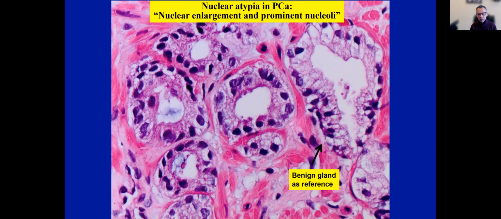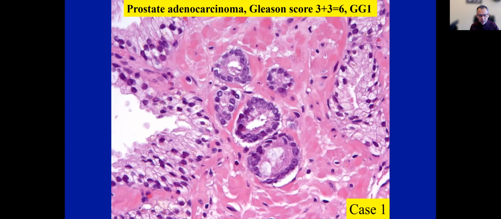So in general, nucleoli that are distinct and bigger than the adjacent benign glands' nuclei are considered prominent nucleoli. But I think in general, you really want to see them easily identifiable at 20x magnification to consider that as a prominent nucleoli. But keep in mind that this particular morphology is dependent on the lab. So you have to be comfortable where you are practicing, and you have to adjust your threshold according to that.